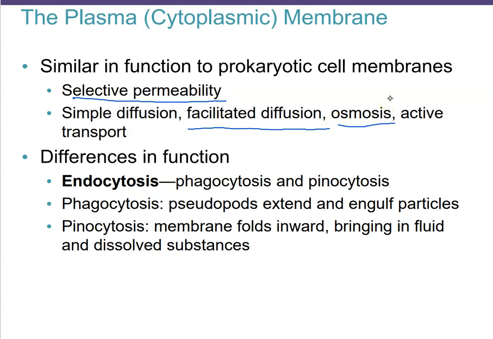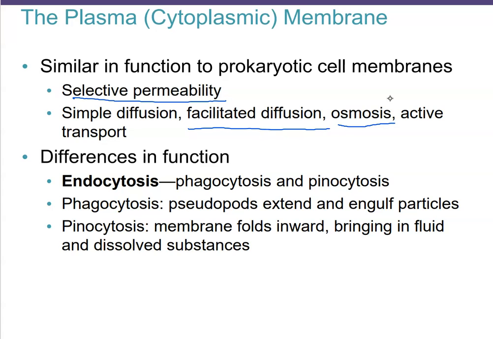And then active transport, those will be transport molecules such as ion pumps that will transport stuff actively, and they can be also embedded in the plasma membrane. Now, some differences in function here, namely endocytosis and phagocytosis. Those are things that you find only in animal cells or in eukaryotic cells.